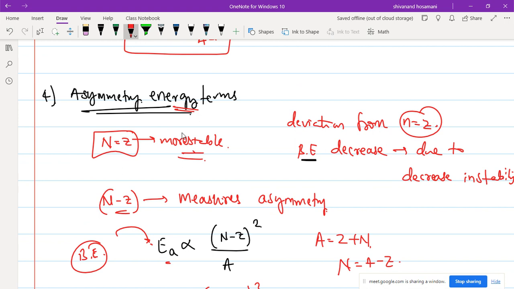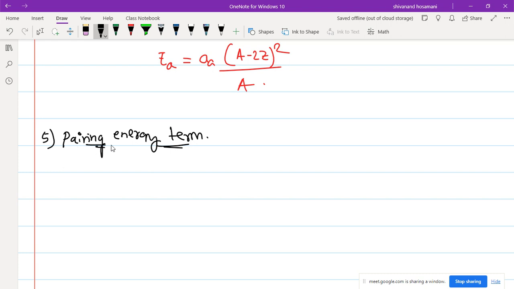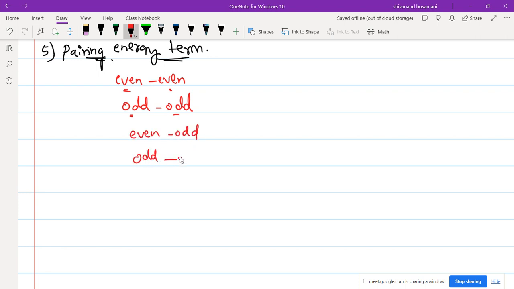Then the fifth term, which is contributing to the binding energy, is the pairing energy term. So even nuclei, odd nuclei, we know that even is more stable, odd is least stable. Even-odd and odd-even have medium stability. This effect should also be incorporated in the expression of energy, isn't it? So even number of protons and even number of neutrons, odd number of protons and odd number of neutrons, even number of protons and odd number of neutrons, or odd number of protons and even number of neutrons. That also affects the binding energy. So this is the pairing concept.